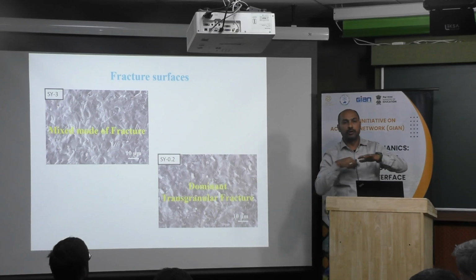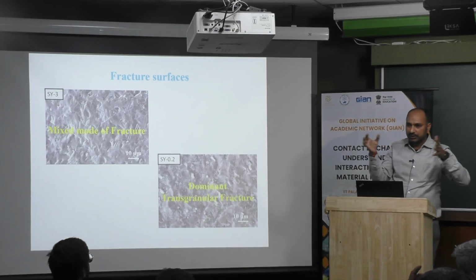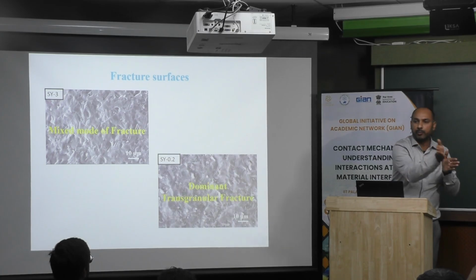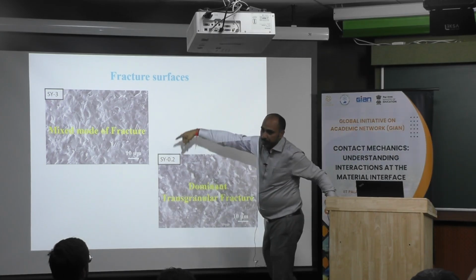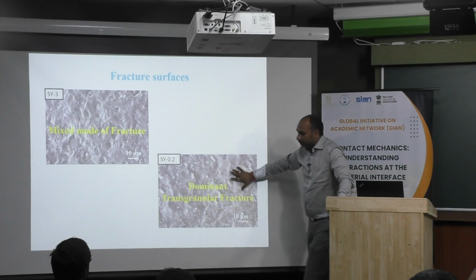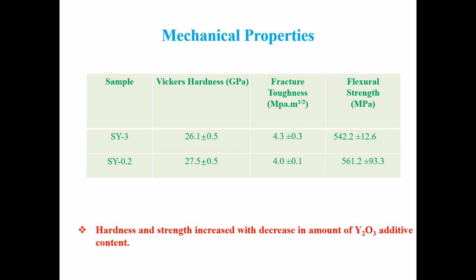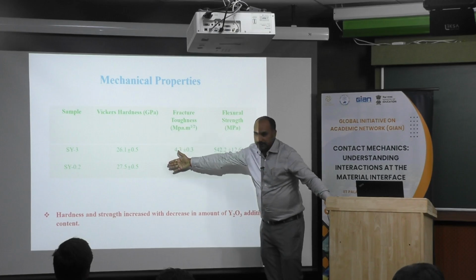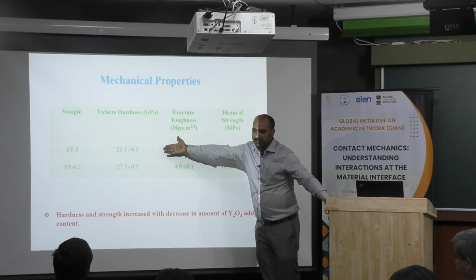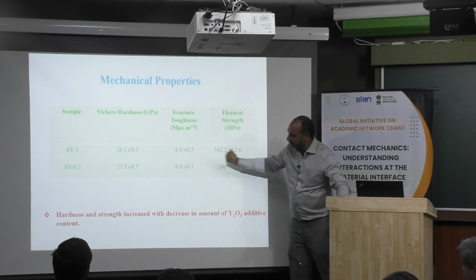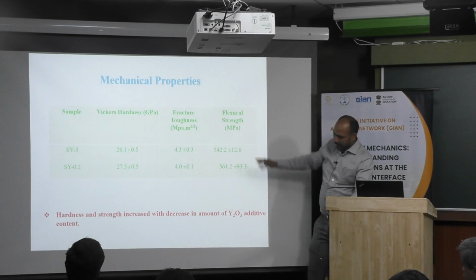Because this yttria is going on the grain boundaries to close the pores, but at the same time it is a weaker zone. So, the crack will propagate through this. This is why in the case of SY3 we are getting mixed mode, and in the case of 0.2% transgranular is dominating. Then mechanical properties: hardness is increasing because the softer phase is less and the harder phase is more, so it is obvious. At the same time, fracture toughness is somewhat close to each other, and flexural strength is this.